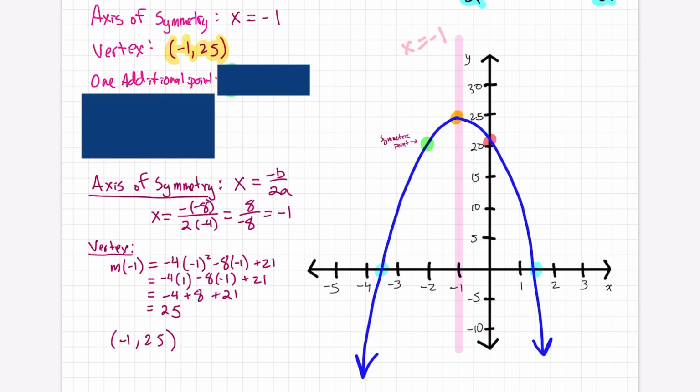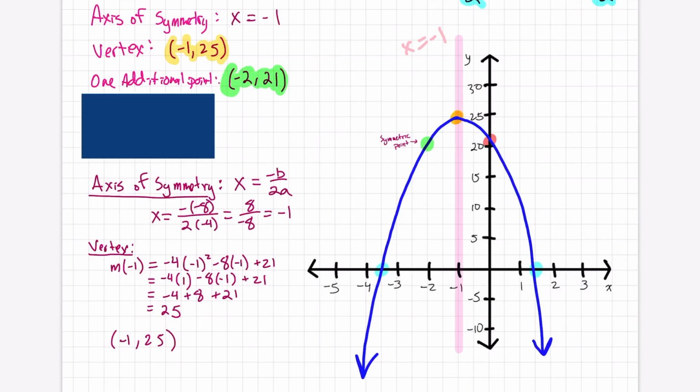And then for my symmetric point, if my y-intercept is 1 unit away from my axis of symmetry, then that means that my symmetric point is also going to be 1 unit away from my axis of symmetry. So I'm just going to reflect this point over my axis of symmetry, and I'm going to have a symmetric point at (-2, 21).